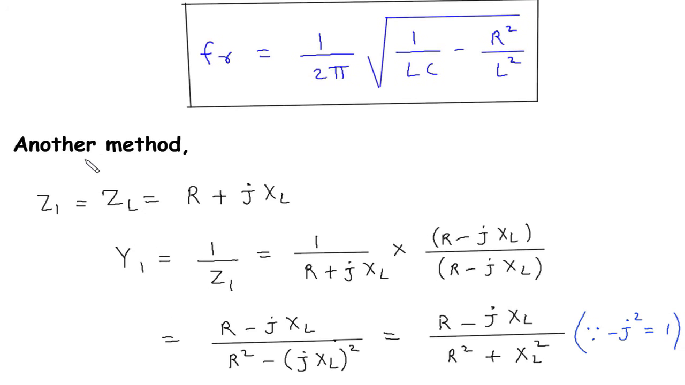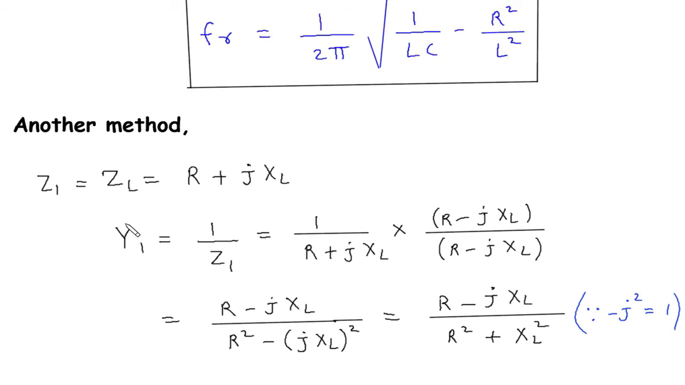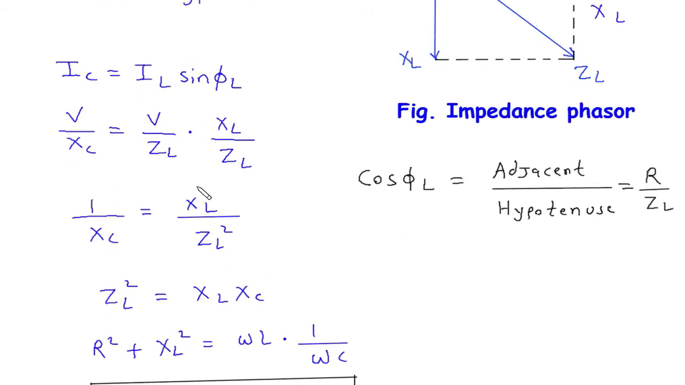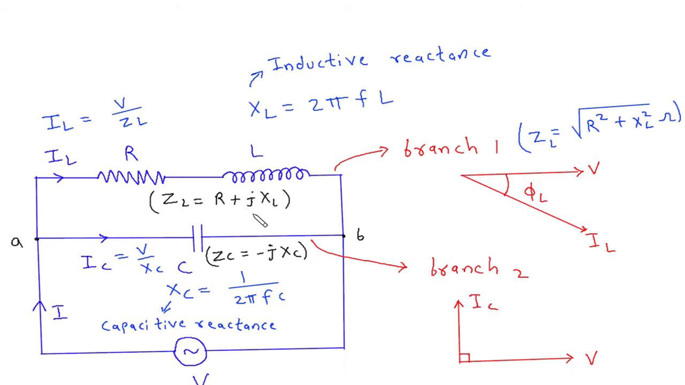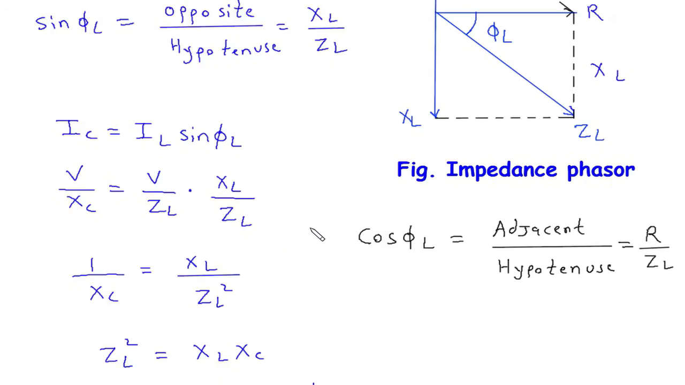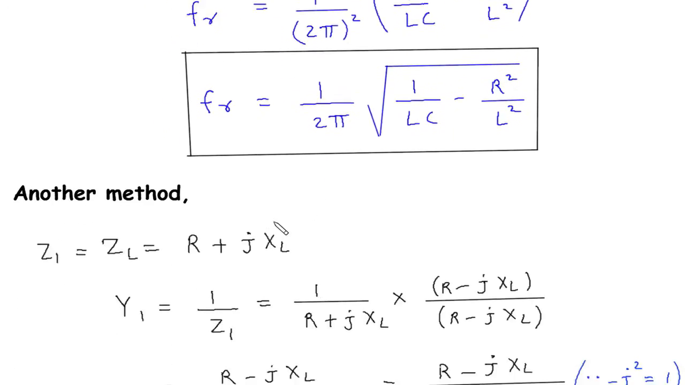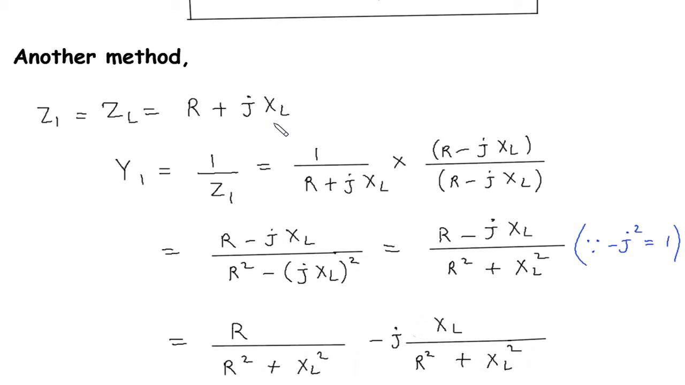Then there is another method to find this Fr. So we know Z1 is equal to ZL. This is the branch 1 impedance. This is our branch 1, and Z1 = ZL = R + jXL, and this Z2 = ZC = −jXC. So this is the other method to find Fr. Z1 = ZL = R + jXL. Now this is the impedance.